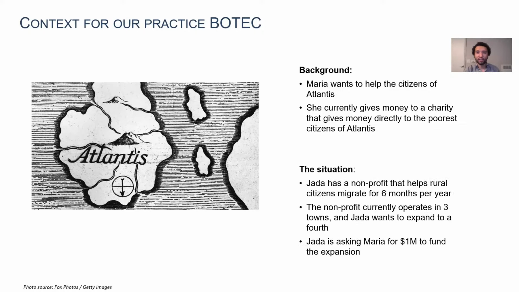Now, Jada has a nonprofit in Atlantis that helps citizens migrate from rural to urban areas on a seasonal basis for 6 months per year when it's difficult to grow crops. Because the rural citizens of Atlantis have lower average incomes than citizens in urban centers, this migration helps increase incomes and reduce poverty. Jada's nonprofit currently operates in 3 rural towns, and she's asking Maria for $1 million to fund an expansion for 1 year into a 4th town. Maria wants your advice on how to proceed.